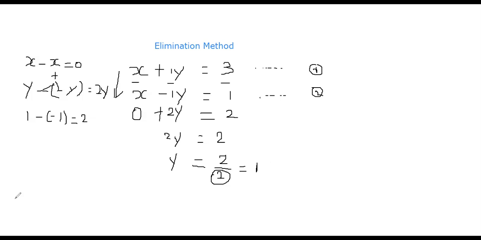So take up to here and then we'll find for x. So we found for y, we need to find for x.